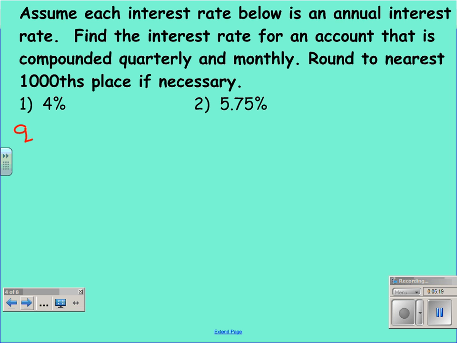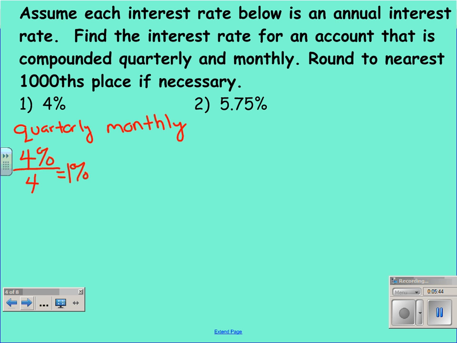So I'm going to put quarterly, and then also we'll come back and do monthly. So that means that I'm going to compound 4 times a year. So if I'm going to compound 4 times a year, I simply take 4% and I divide by 4. So that means that every quarter, my interest is going to compound 1%.